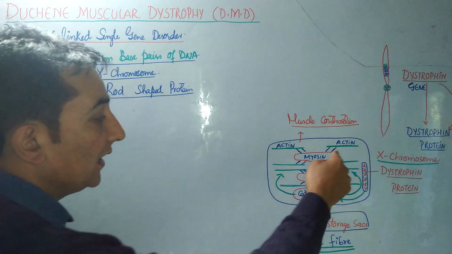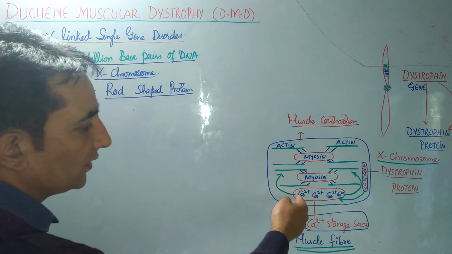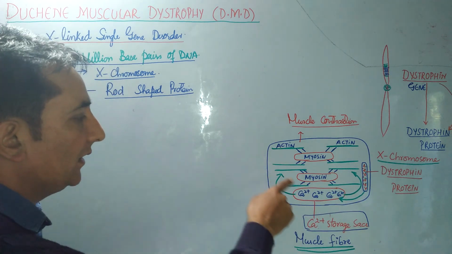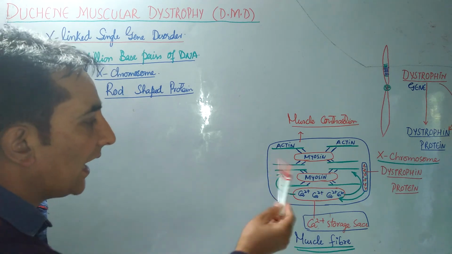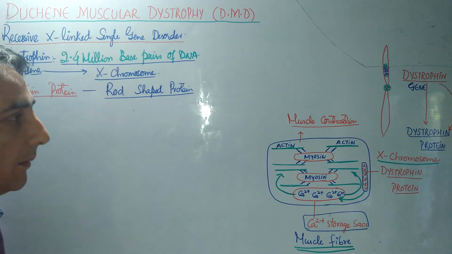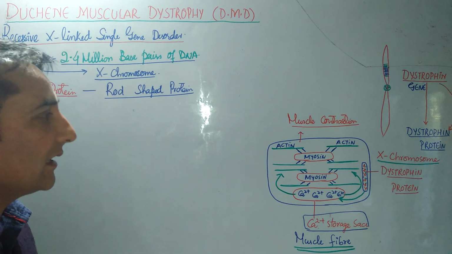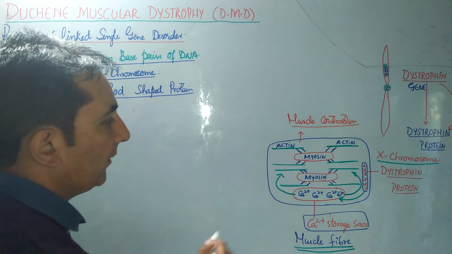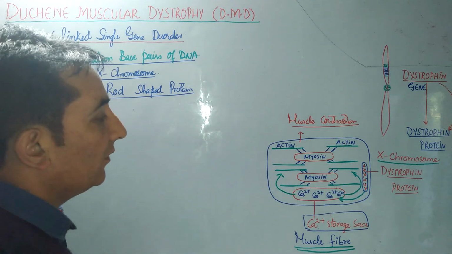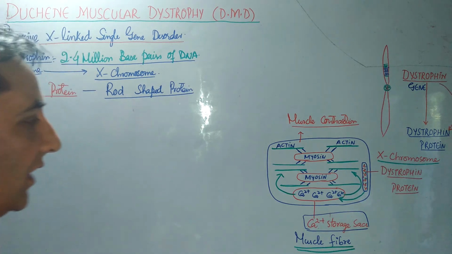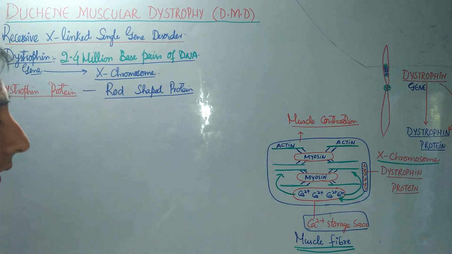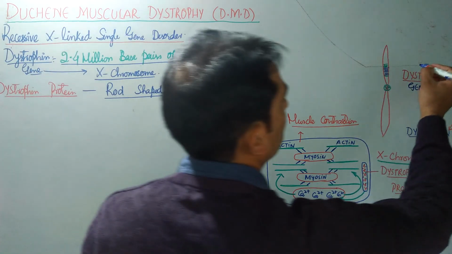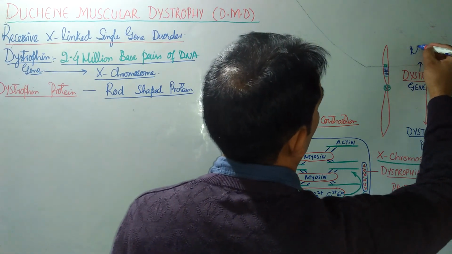So the first process is that the dystrophin protein relays some signals towards the calcium storage sac so that calcium gets released, and the calcium helps in muscle contraction. Without calcium, muscle contraction cannot occur properly. These are the myosin and actin protein myofilaments connected by cross bridges which help the muscle in undergoing contraction and relaxation. So this is a normal function of the dystrophin gene. Now, when we say that a single gene disorder occurs, it means this dystrophin gene undergoes mutation.